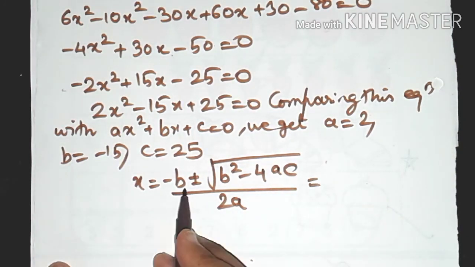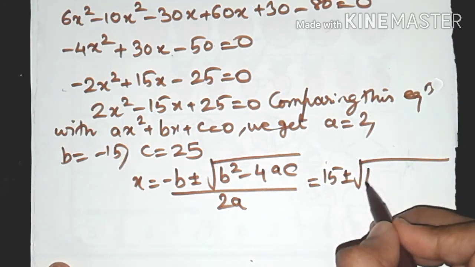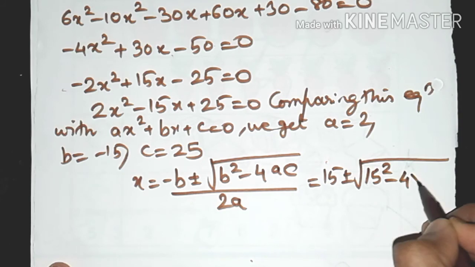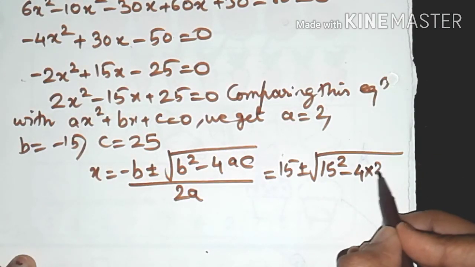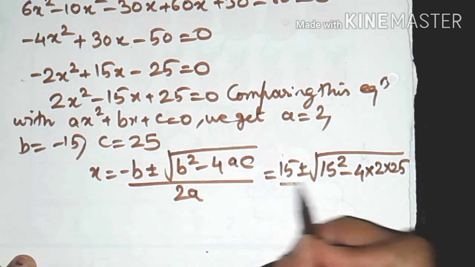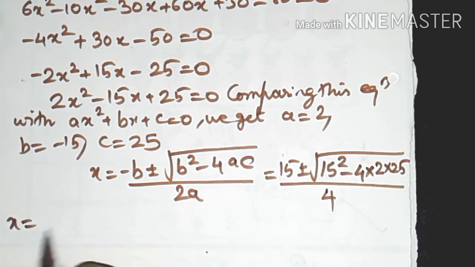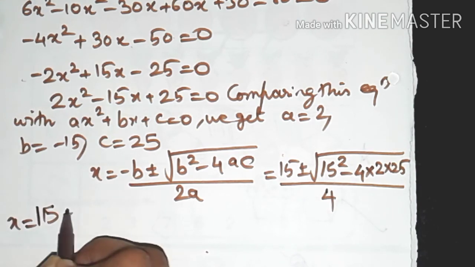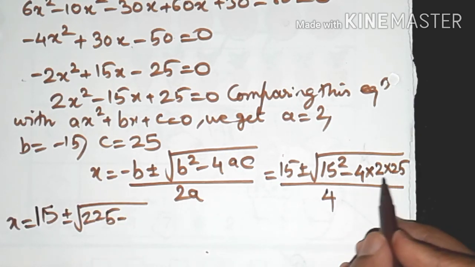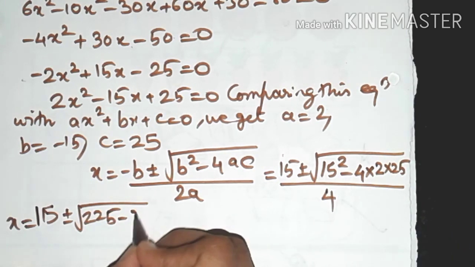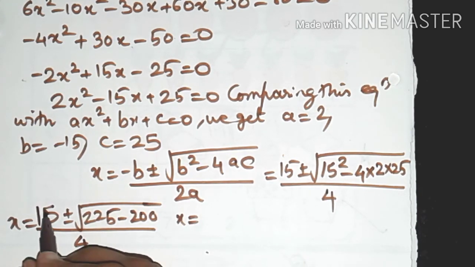So let us substitute. Minus b will be 15 plus or minus b square is 15 square. 4 into, I think I'm falling short of space. A is going to be 2 into c is 25, divided by 2 into 2, so 4. Okay, so x is 15 plus or minus, this is 225 minus 25 was 100, 100 into 2, 200. Okay, divided by 4.